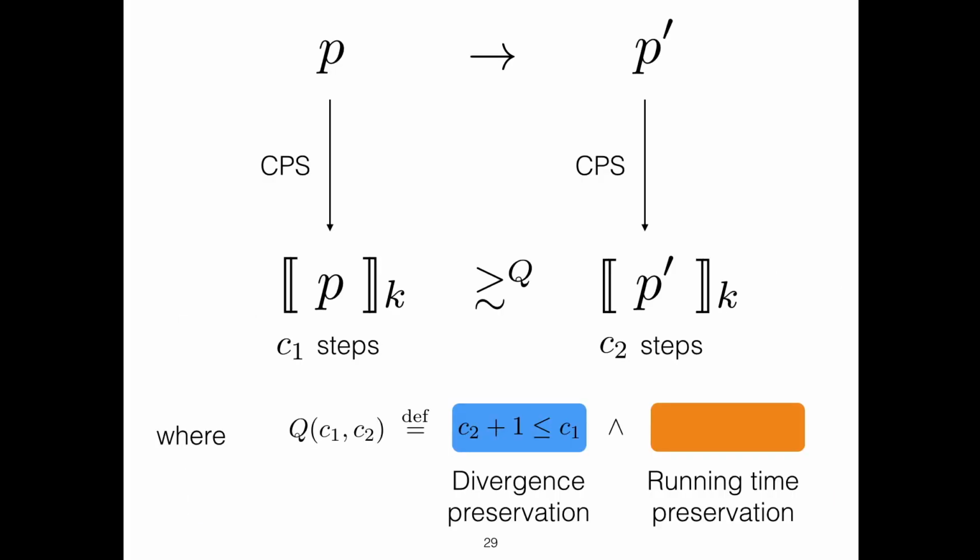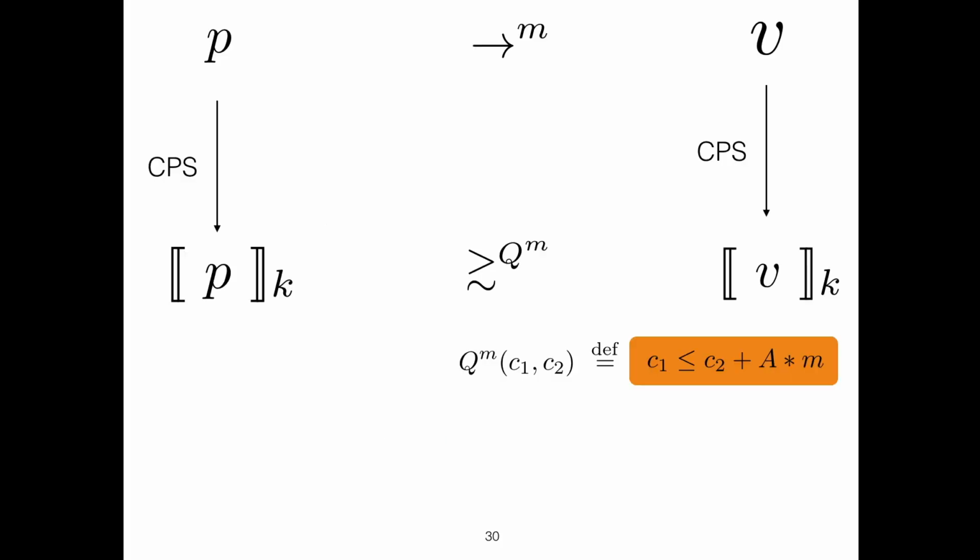Now, let's focus on proving that running time is preserved. To show this, we need to prove that the CPS translation can only add a constant overhead for each source step. This is captured by the resource invariant that asserts that the steps of the translation of P, C1, cannot be more than the steps of the translation of P prime, C2, plus a constant number A. Now, Q to the m also asserts that C1 is less or equal to C2 plus A times m.